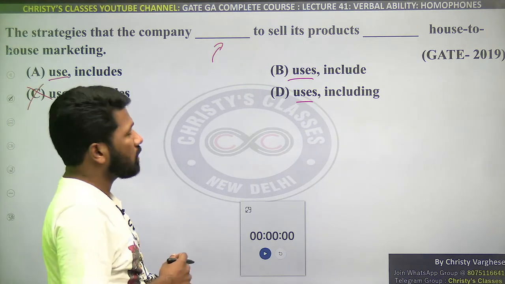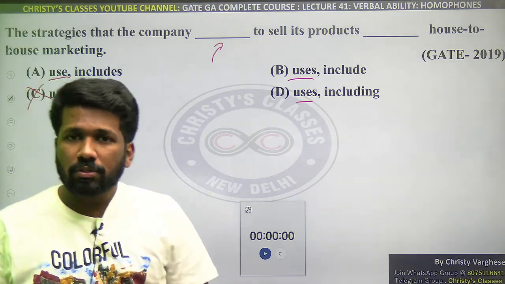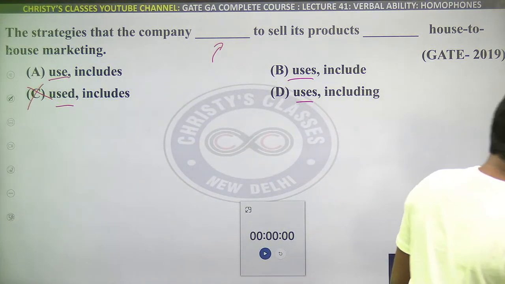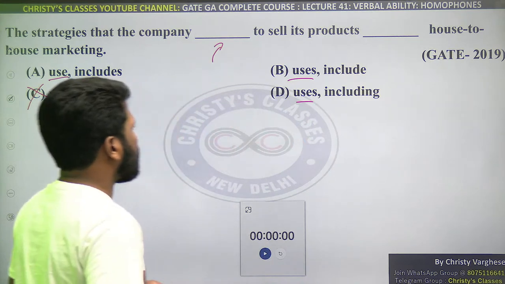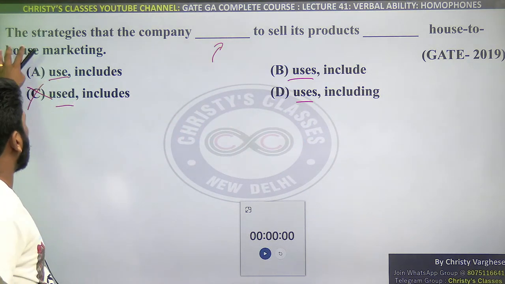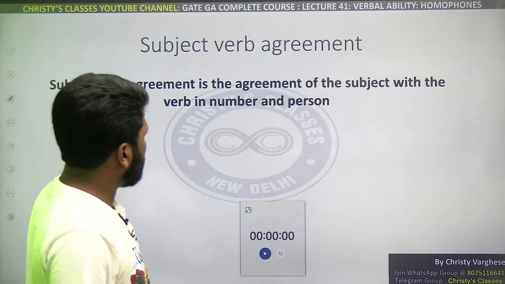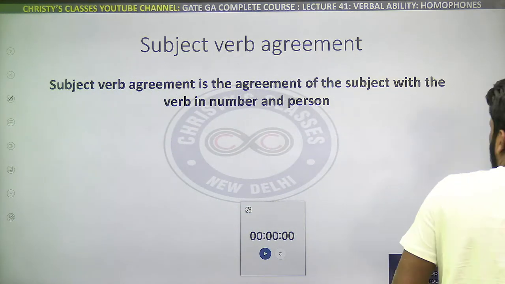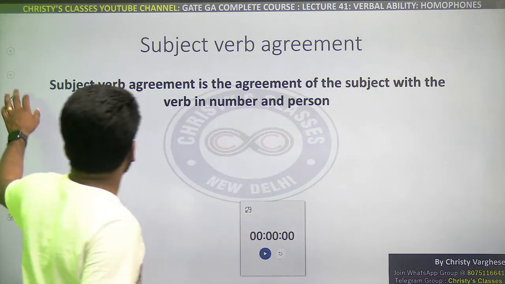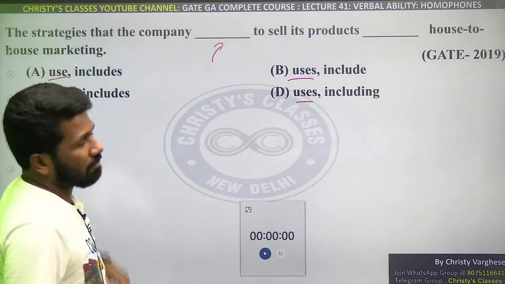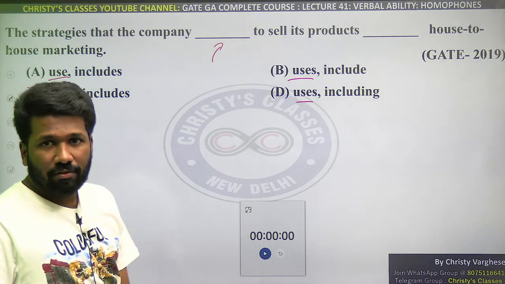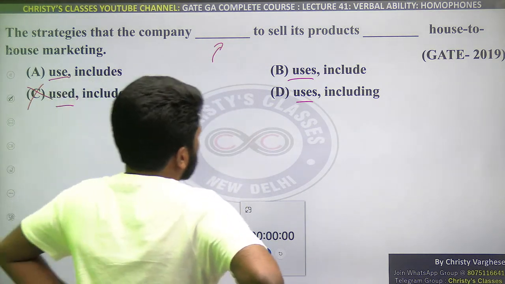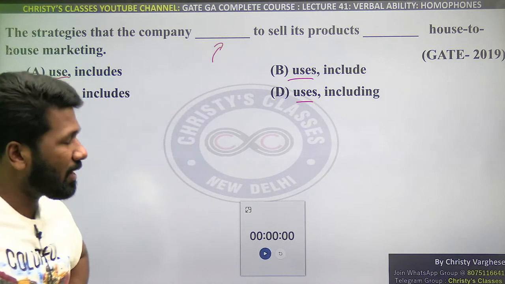Use or uses, for that you need to use subject verb agreement. Subject verb agreement says that if the subject is singular, the verb also should be singular. If the subject is plural, the verb also should be plural. It should agree with respect to the verb in number and person. That means here, which is the subject? Tell me, the subject. The strategy is that the company dash to sell the products. Which is the subject there?